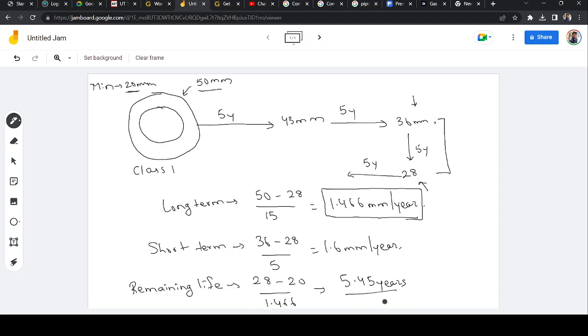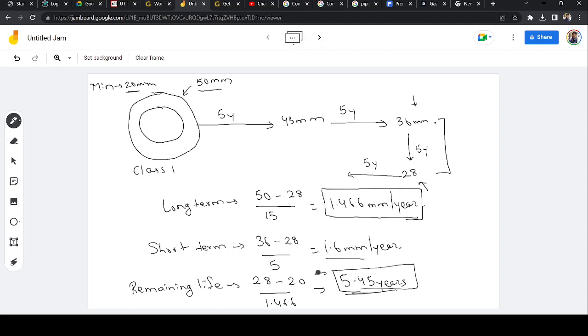So this much life is remaining. If whatever corrosion happens coincides with the long-term corrosion rate, then the pipe is going to keep going for 5.45 years. Obviously, if I had done this calculation with the short-term corrosion rate, the remaining life would be much shorter, because the short-term corrosion rate was much higher than the long-term corrosion rate. So this is what it means.